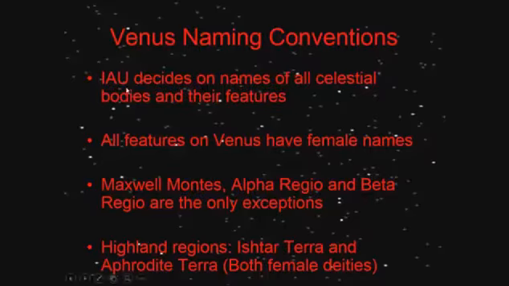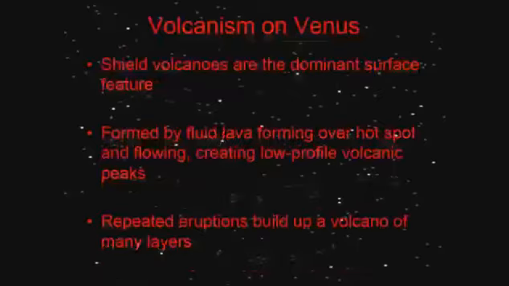So the IAU, which means International Astronomical Union, as we discussed with constellations, they decide on all the names of celestial bodies such as planets and the features on them. All features on Venus, with Venus being a female deity, have female names. There's only a couple of exceptions. The Maxwell Mountains, Alpha region, and Beta region are the only exceptions. But the highland regions are called Ishtar Terra, and we have Aphrodite Terra, both, again, goddesses of love that were used to name these two regions. And both female deities, of course, being goddesses.